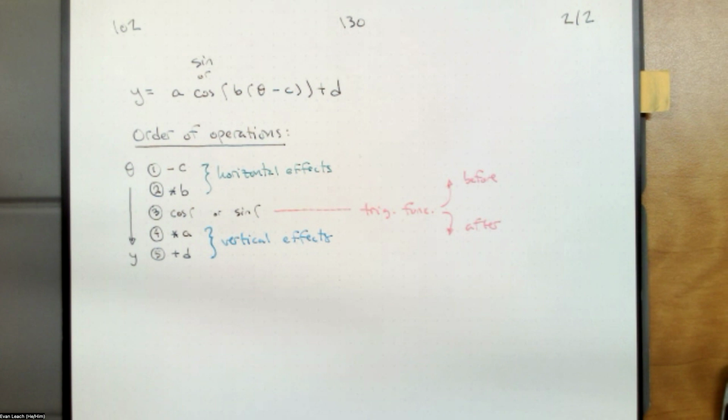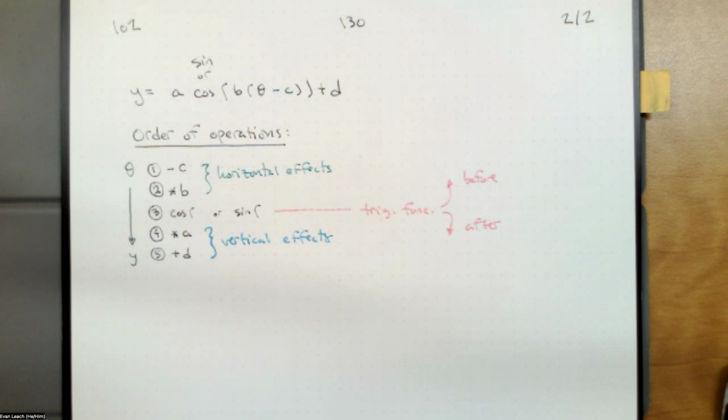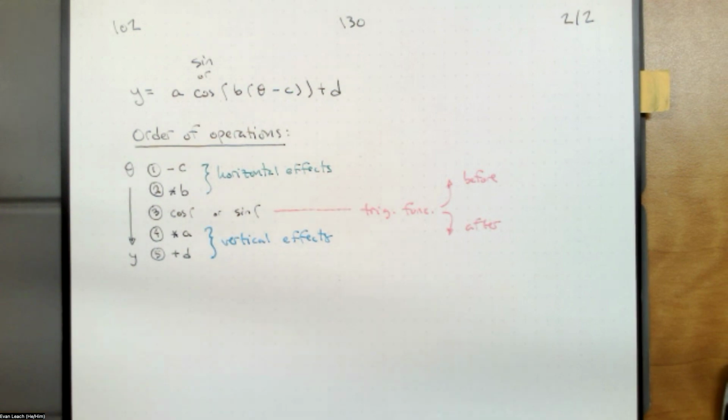The other thing that we had previously noted is that addition creates a shift, multiplication creates a stretch. But reading the order of operations, stuff that happens before the trig function produced a horizontal effect. Stuff that happened after the trig function produced a vertical effect. So if we have addition after the trig function, with this plus D, it's a vertical shift because it's addition. Addition before the trig function is horizontal because it's before, shift because it's addition.